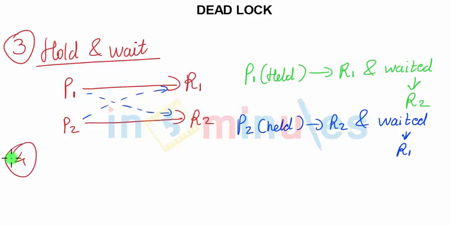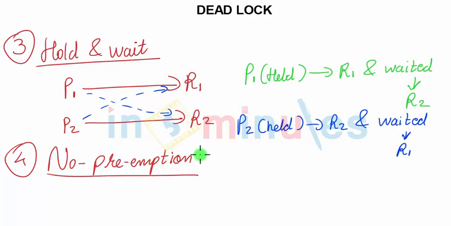The fourth condition where deadlock can occur is when we don't allow preemption. So we call it no preemption. What does this mean? Preemption simply means the ability to stop. Preempt is to stop. The logic is fairly simple.